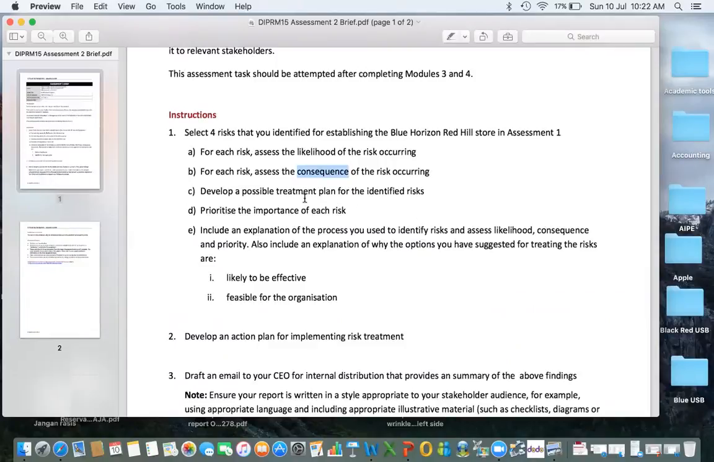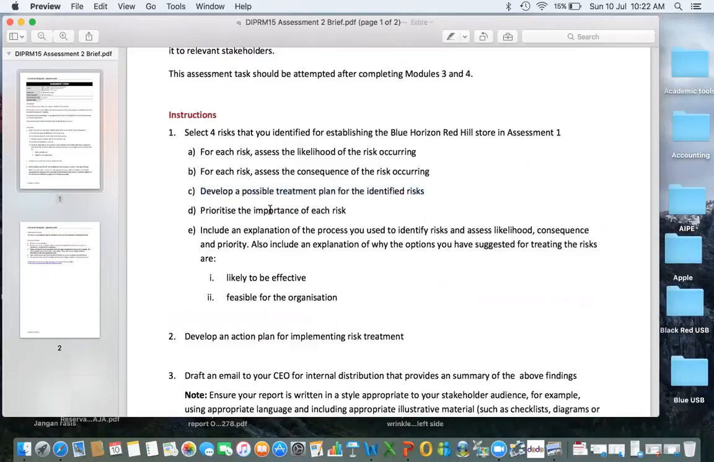Now here we talk about the treatment plan. We are going to discuss the treatment plan in your module 4. So stay tuned. We are going to get there to discuss the treatment plan.